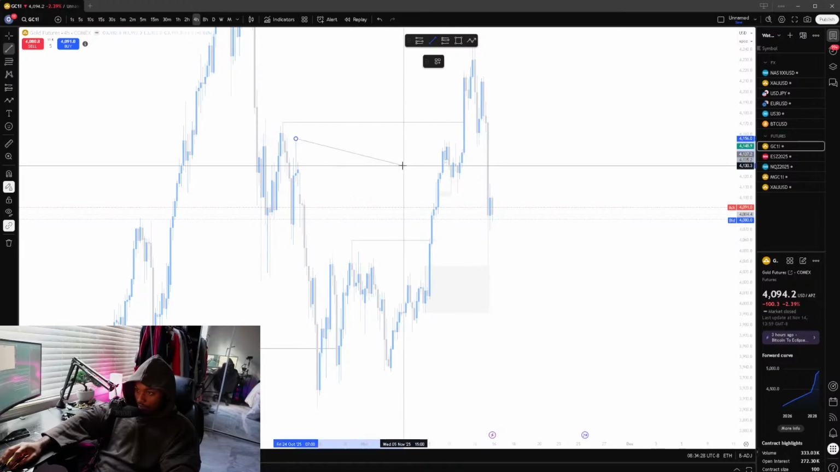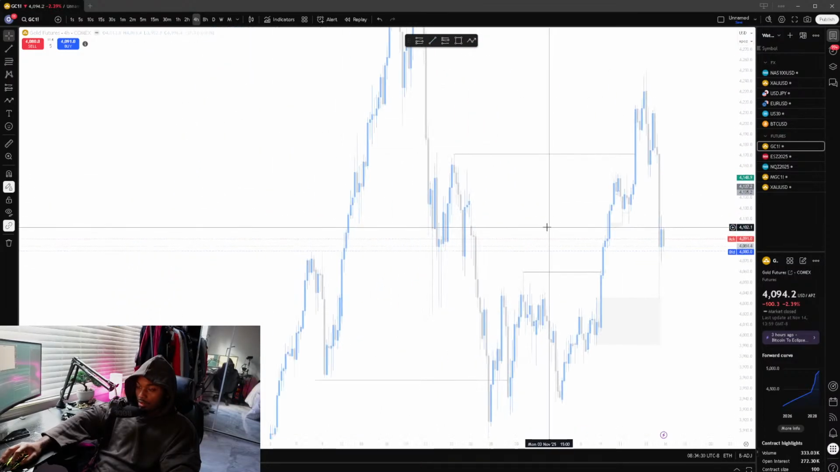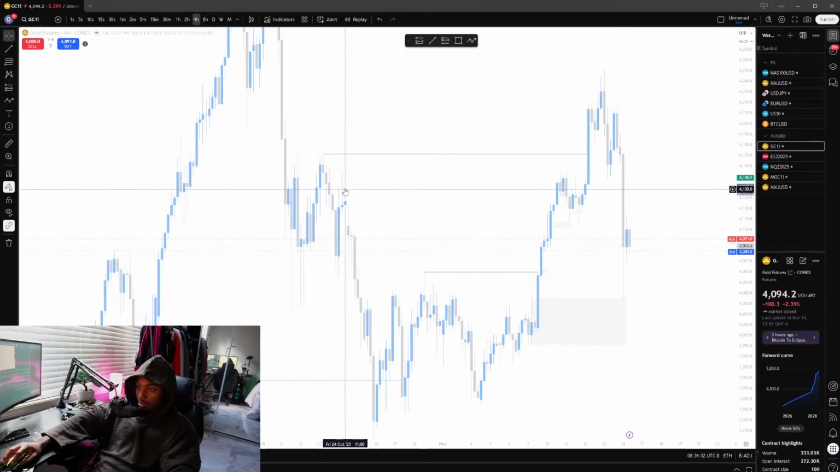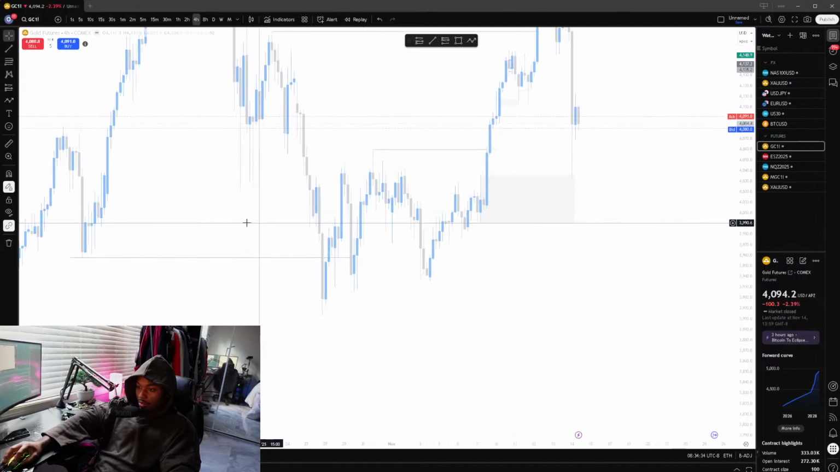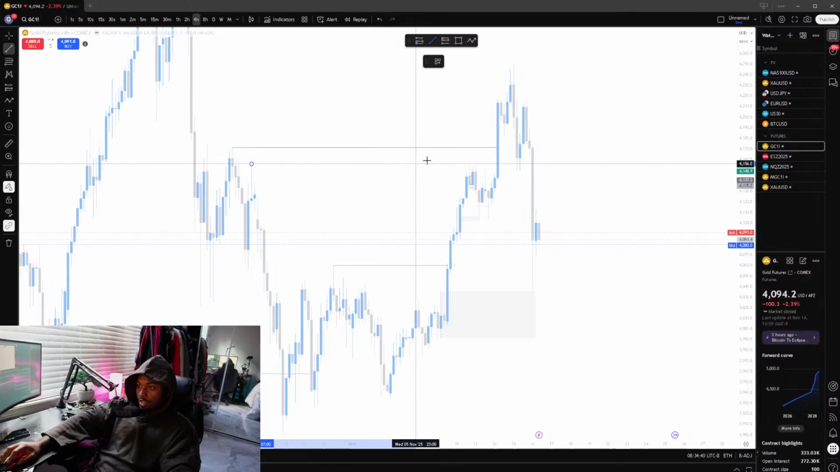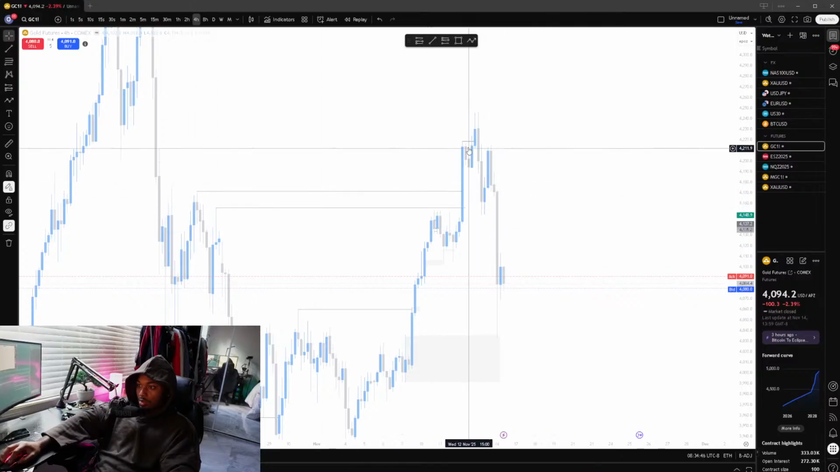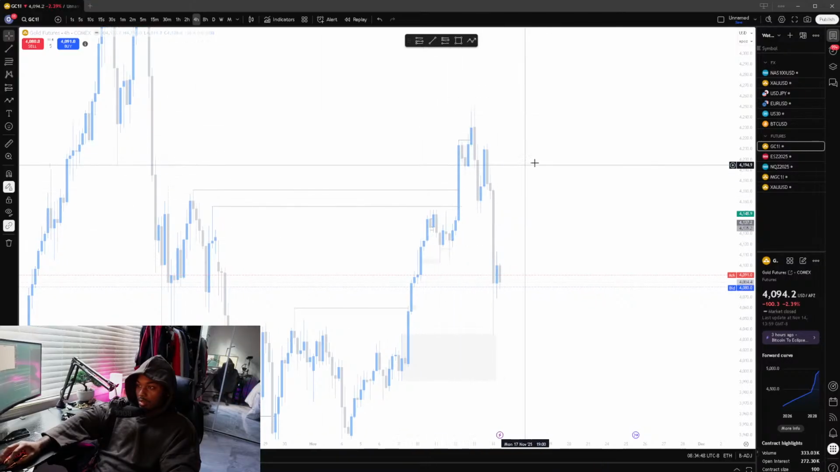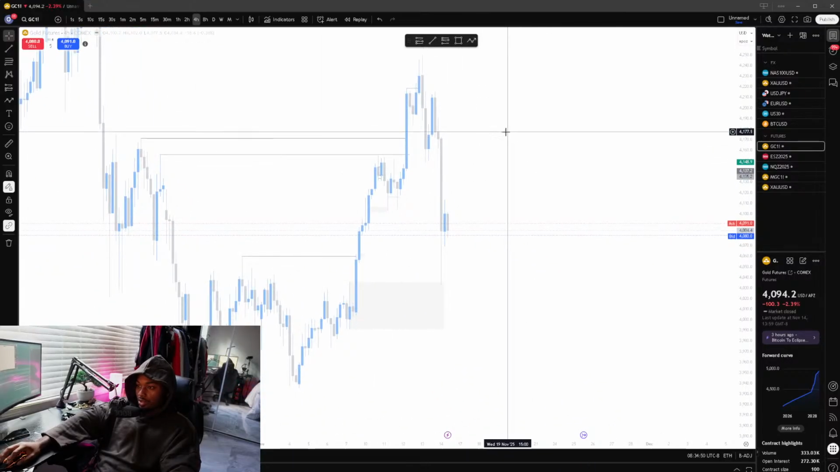So what do we get? This is our pullback right here, as you can see, before the break of this protected low. So that gives us our protected high, just like that. Then we break that protected high, and there you go, NB1, NB2, two breaks to the top side. What does that show us? Institutional structure to the top side.